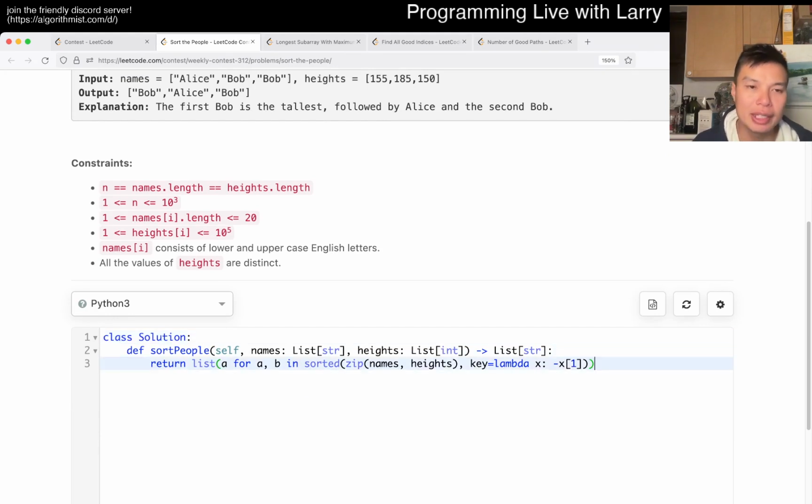Otherwise, this is pretty much it. Let me know what you think. It is obviously going to be n log n time and O of n space. Can't really avoid it because you need to return the list. So yeah, let me know what you think.